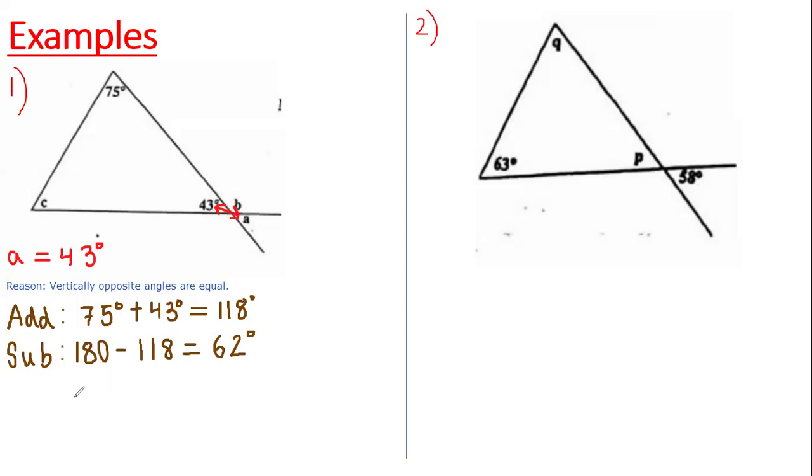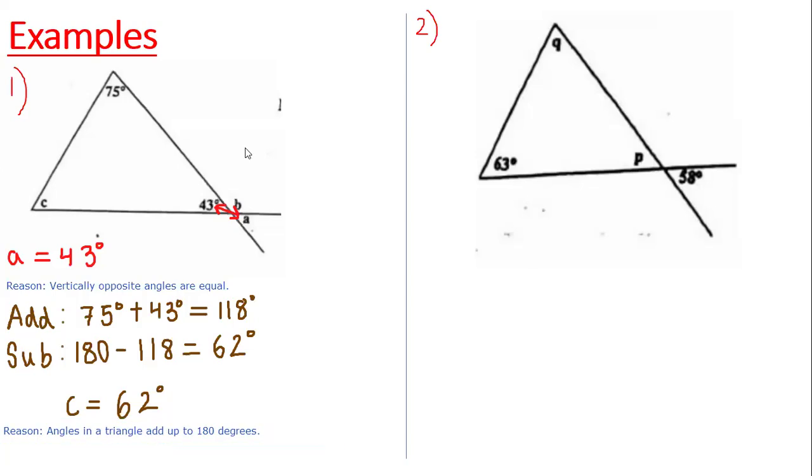So that means that C is equal to 62 degrees. Pretty straightforward now. And what's the reason? The reason is angles in a triangle add up to 180. Very good. So angles in a triangle add up to 180 degrees. That's the reason. So that one is pretty easy.